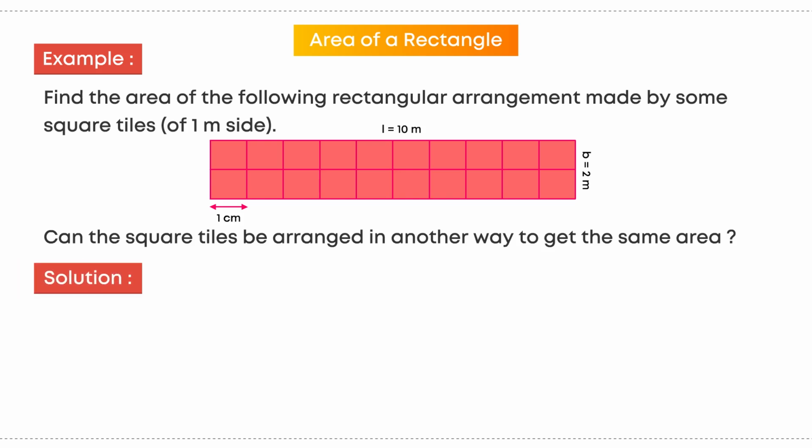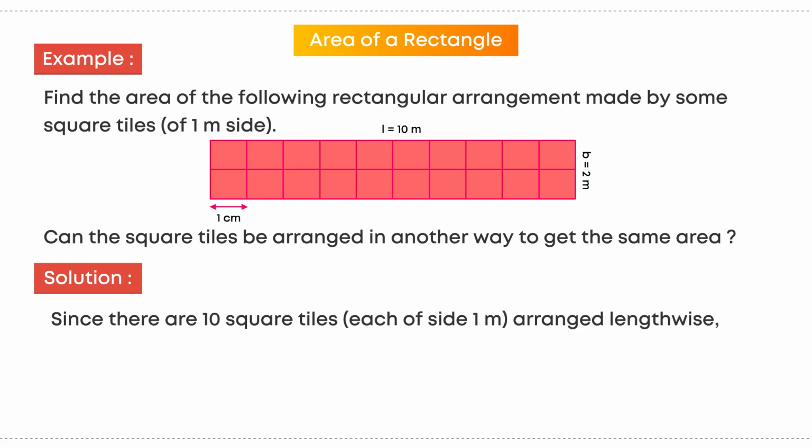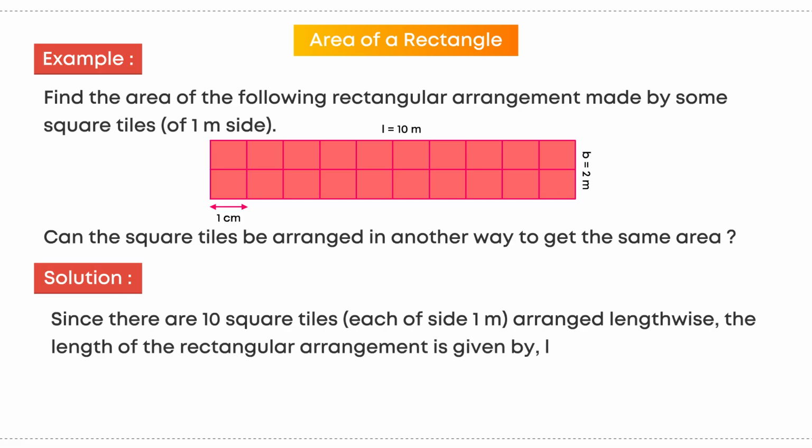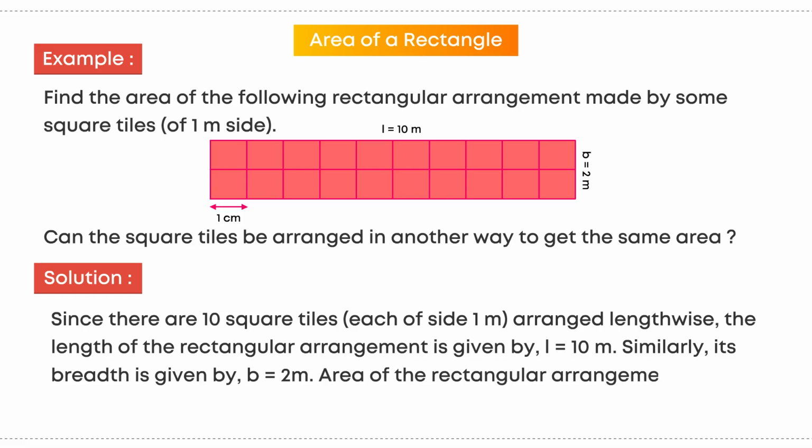Solution. Since there are 10 square tiles, each of side 1 meter, arranged lengthwise, the length of the rectangular arrangement is given by length is equal to 10 meters. Similarly, its breadth is given by breadth is equal to 2 m. Area of the rectangular arrangement is equal to length into breadth, is equal to 10 into 2, is equal to 20 sq m.